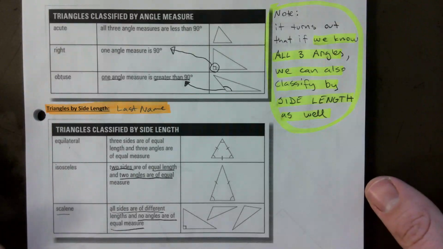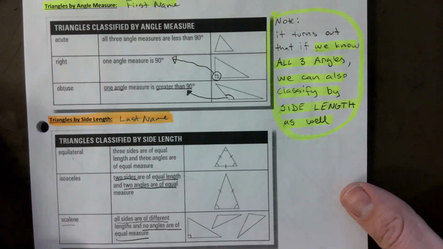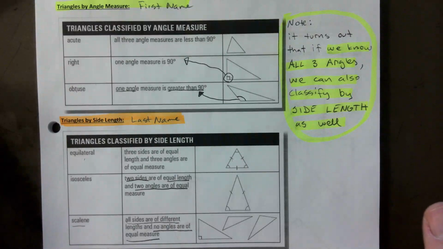So today, the main idea is to classify, to give every triangle a first and last name. If you can do that with a little bit of work, you're golden. You're good to go.